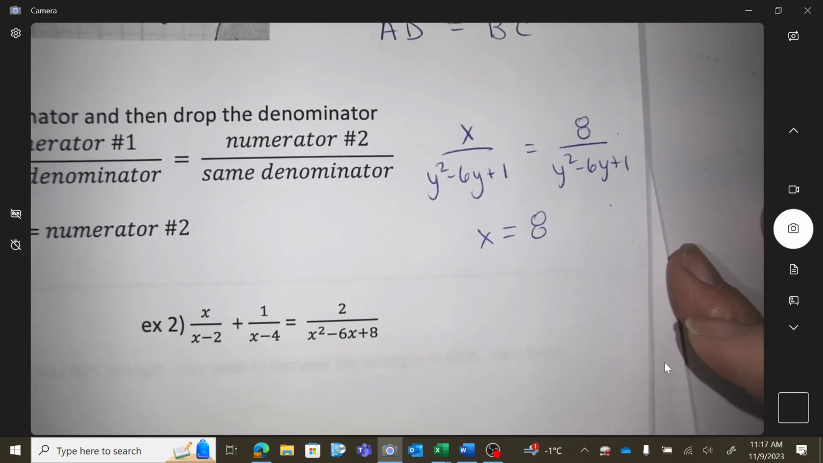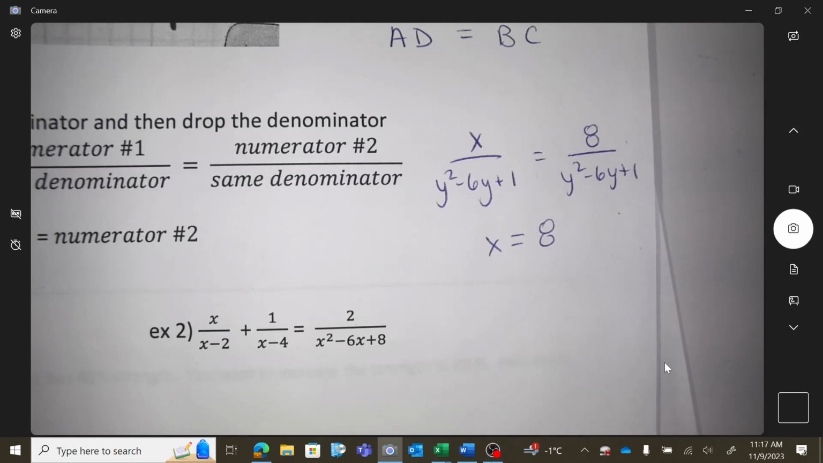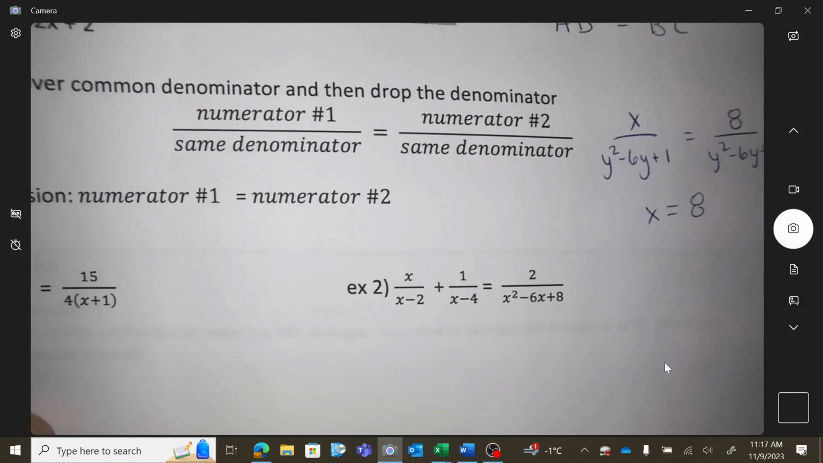Okay, does that make sense if I say that? If the bottoms are the same already, how do you make the whole thing the same? You got to make the tops the same, right? Okay, so here we go.